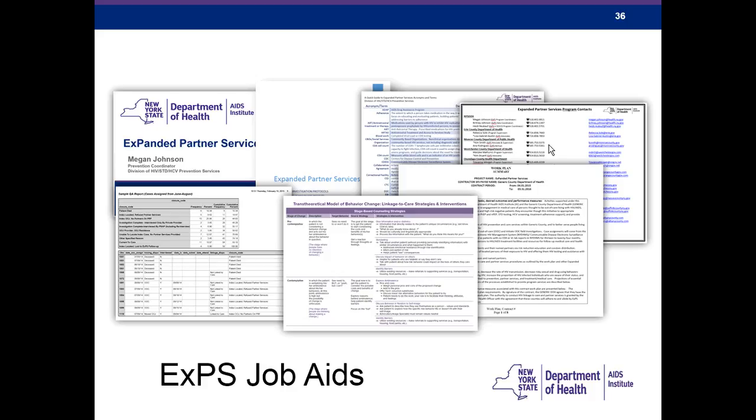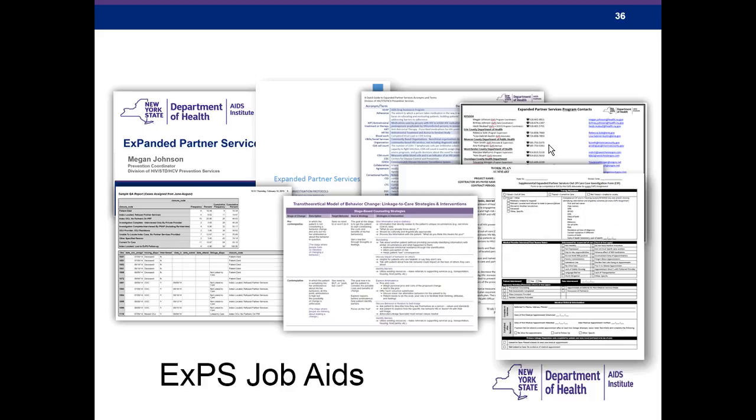The next screenshot there is a tool that we have. All of our work is grounded in the trans-theoretical model of behavior change. And so this gives some strategies and interventions that we found useful in gauging patients' readiness to relink to care. And so there are some key strategies for our staff there. Next.